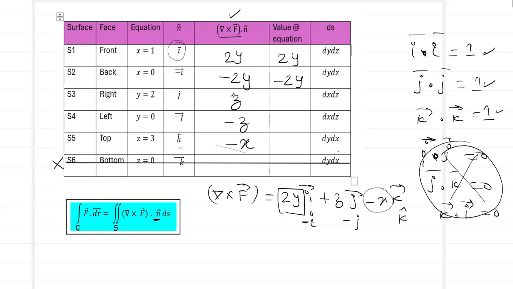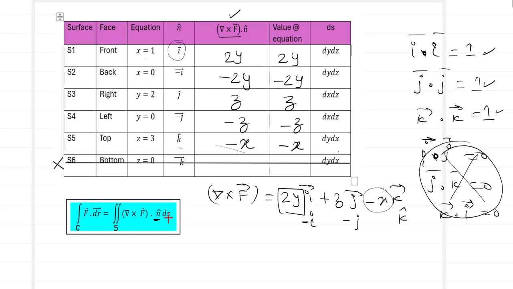Do you have any y for substitution? No. So it becomes the same, z. Do we have any y equal to 0 for substitution here? No. So it remains as minus z. And the last one is z equal to 3. Do we have any z in this value? No. So it remains as minus x. So we have computed the values for each of these planes. Now del cross f dot n cap is over.